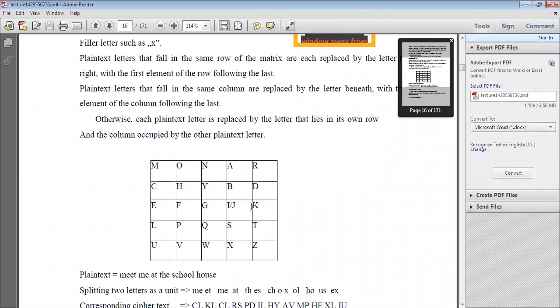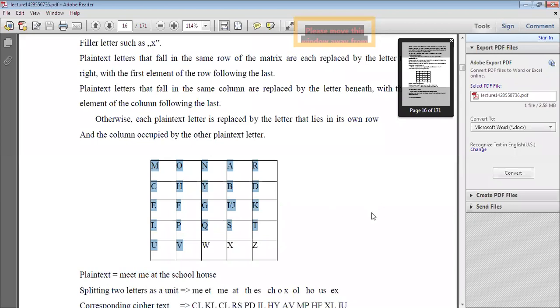Then I. I is placed here. Then you have to skip J, so after I, J is skipped. K. K is placed here. L, then P, Q, R. R is already in the key, so you can skip that R. Then S, T, U, V, W, X. Y is already in the key, so you have to skip that one. Then Z. Like this way, we create the 5 by 5 matrix.